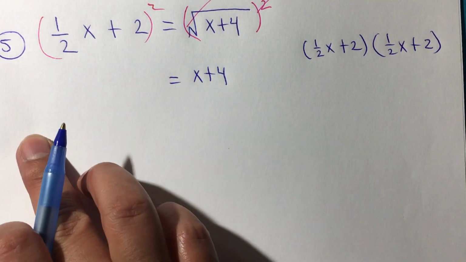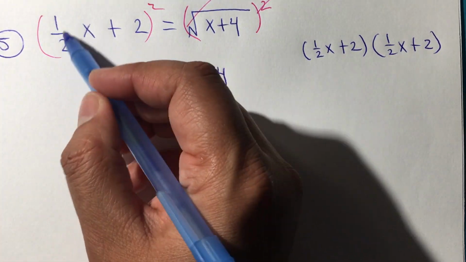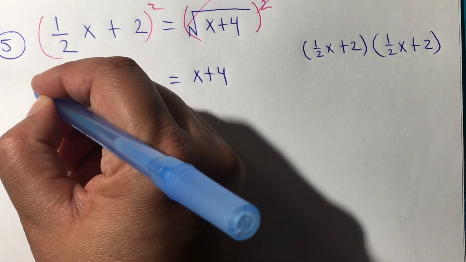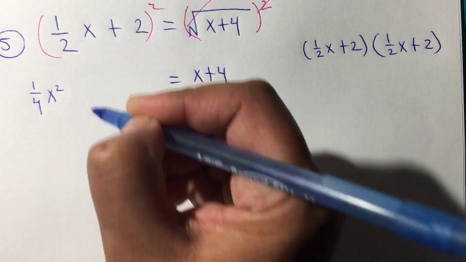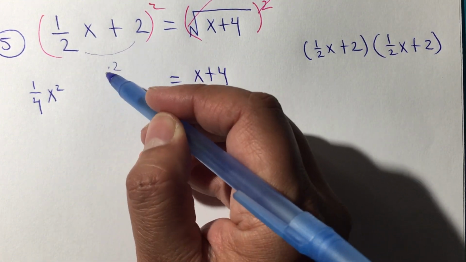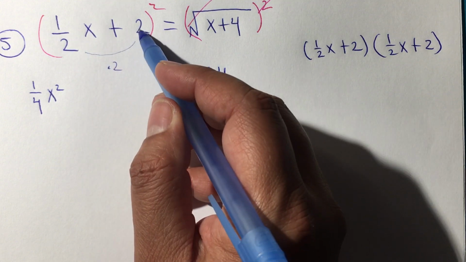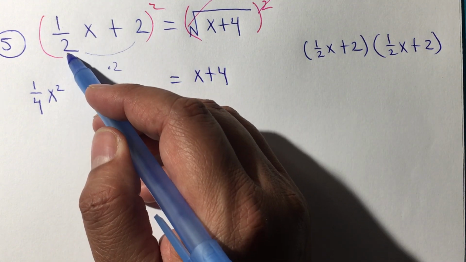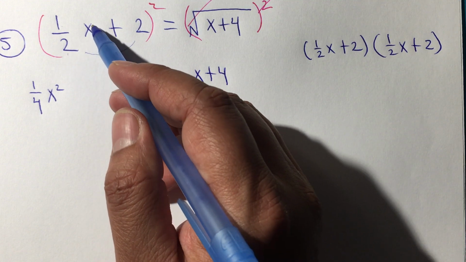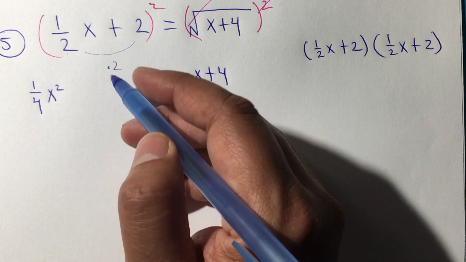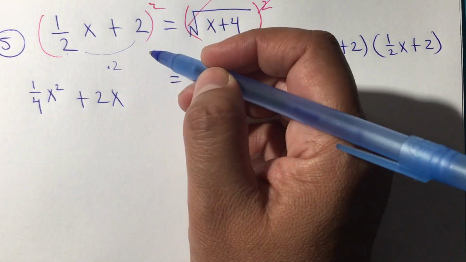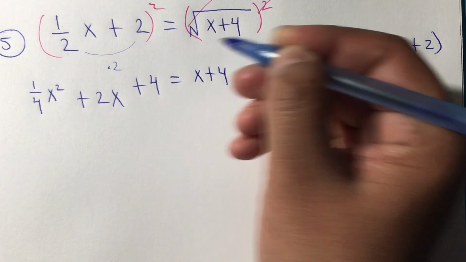Now if I go directly, a squared is just 1/2 of x times 1/2 x, which will be 1/4 x squared. When we multiply this and multiply times 2, 2 times 1/2, it just means 2 halves. It's a whole. So 1x times 2 will be 2x. And then b squared is just 2 squared, which is 2 times 2 is 4.